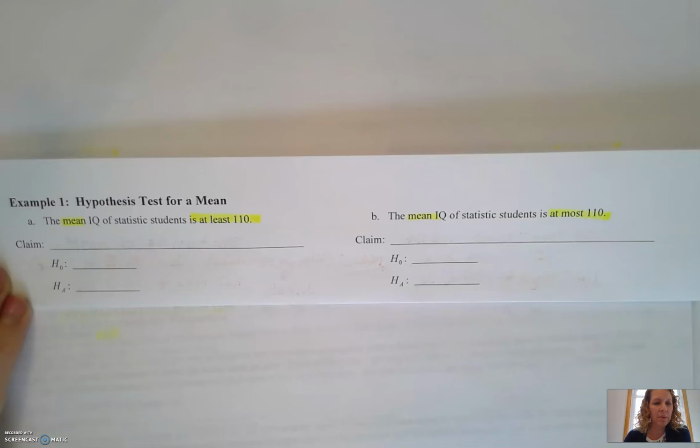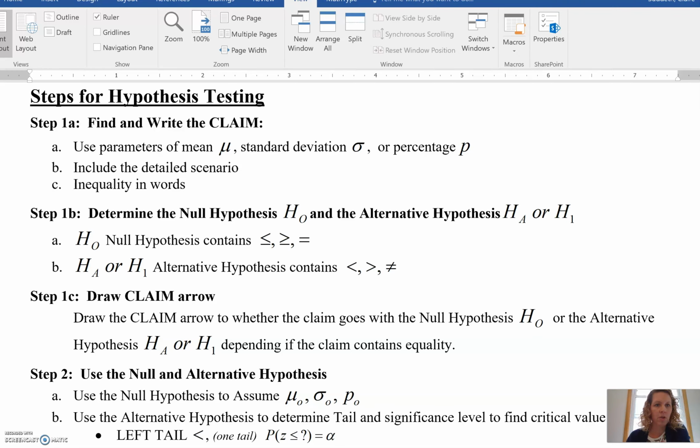Welcome to setting up a hypothesis test for a mean. In these problems, we're going to do several things. Let's review those things. According to our steps for hypothesis testing, we'll want to find and write the claim using the parameters mean, standard deviation, or percentage. We will need to also think about the detailed scenario and the inequality in words.